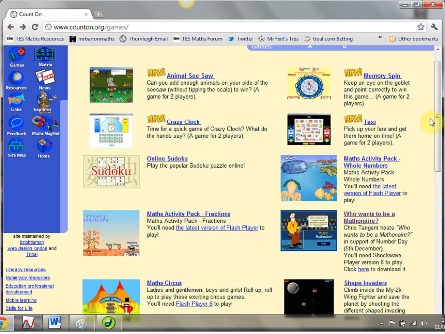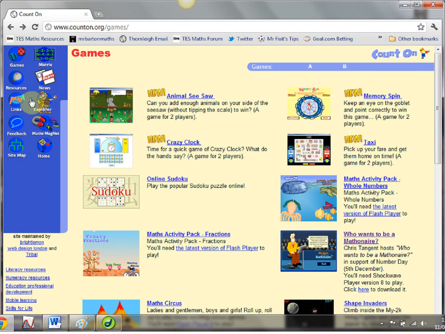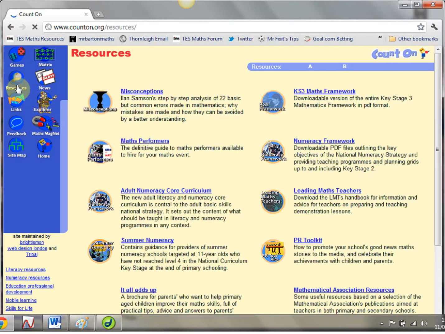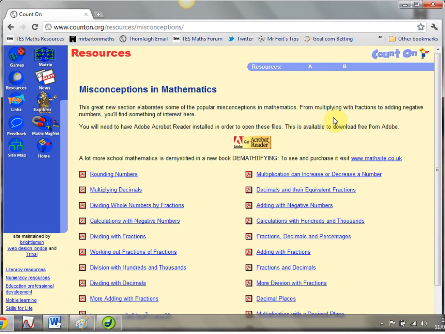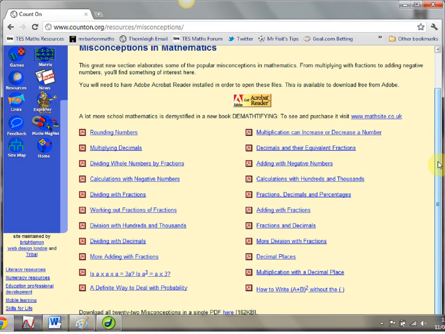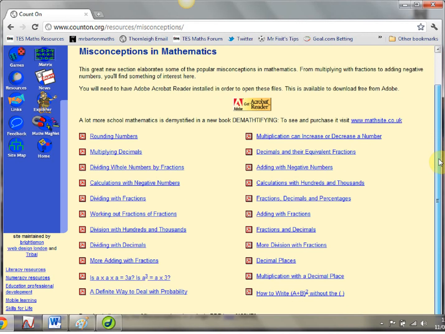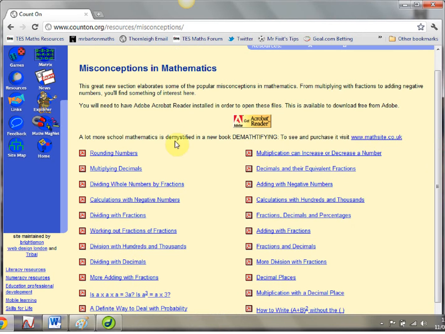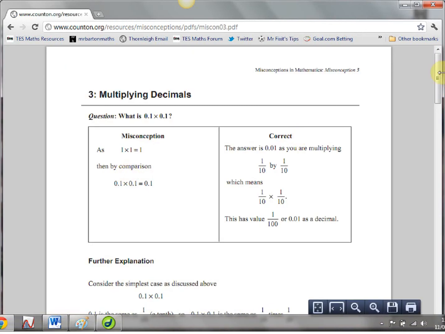However, that's not why we're here predominantly today, because one of my favourite things is on the resources section. Now there's loads of good stuff to have a mess around with, but the one I want to draw your attention to is this: misconceptions. Now what this is, it's an analysis of all the major misconceptions students have in Key Stage 3 and 4 mathematics. And if I just open up one of these here, multiplying decimals, you can see how useful this is.